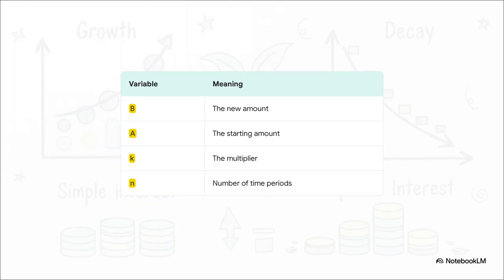And every single one of those scenarios can be described by this one single powerful formula: B equals A times k to the power of n. You take your starting amount, A, you apply your change, that's the multiplier k, for a certain number of times, n, and that gives you your new amount, B. And the real secret sauce, the most important part of this whole thing, is k, the multiplier.